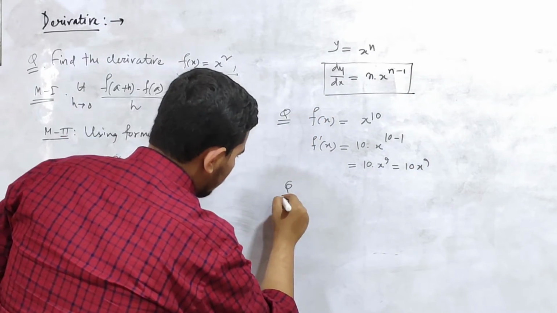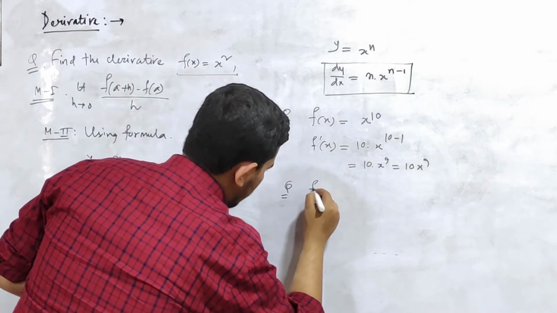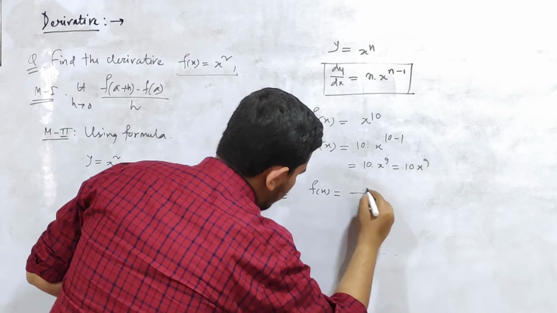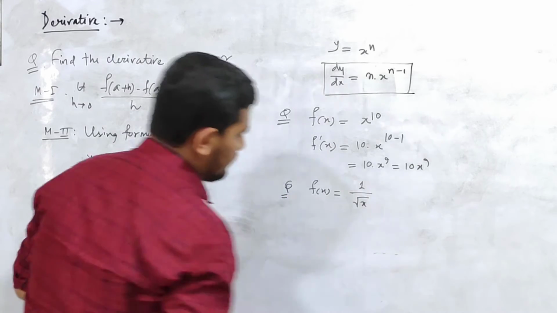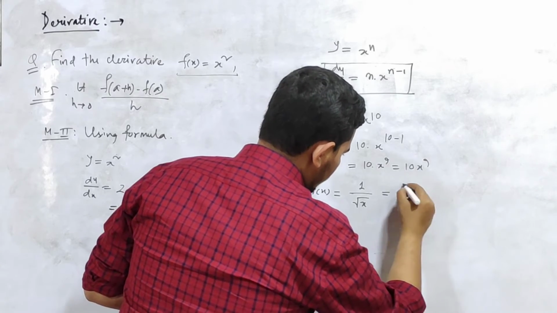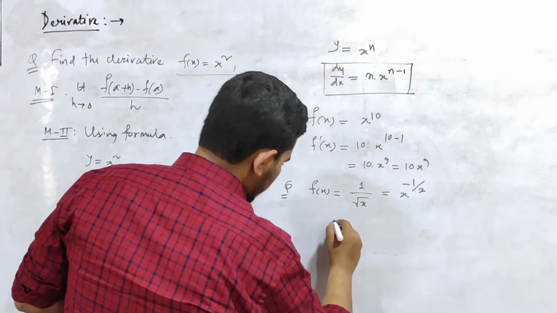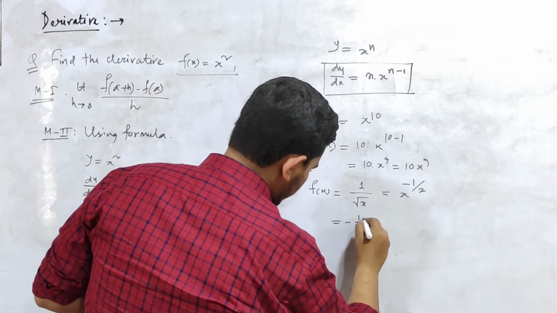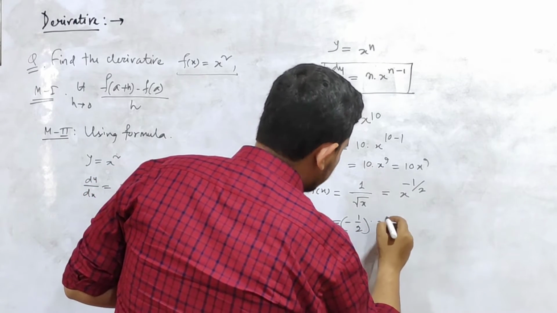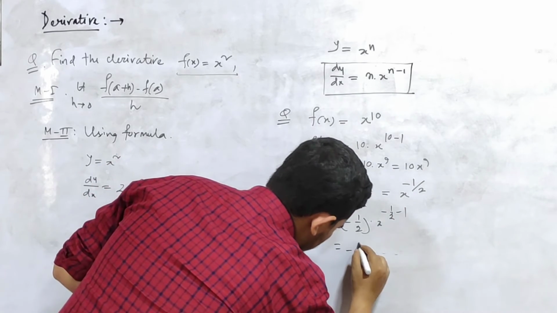Similarly, I can write in negative terms also. Here n can be positive, negative, anything. Like I can write f of x equal to 1 by root x. So this is again simple. I can write it as x to the power minus 1 by 2. So I can write minus half.